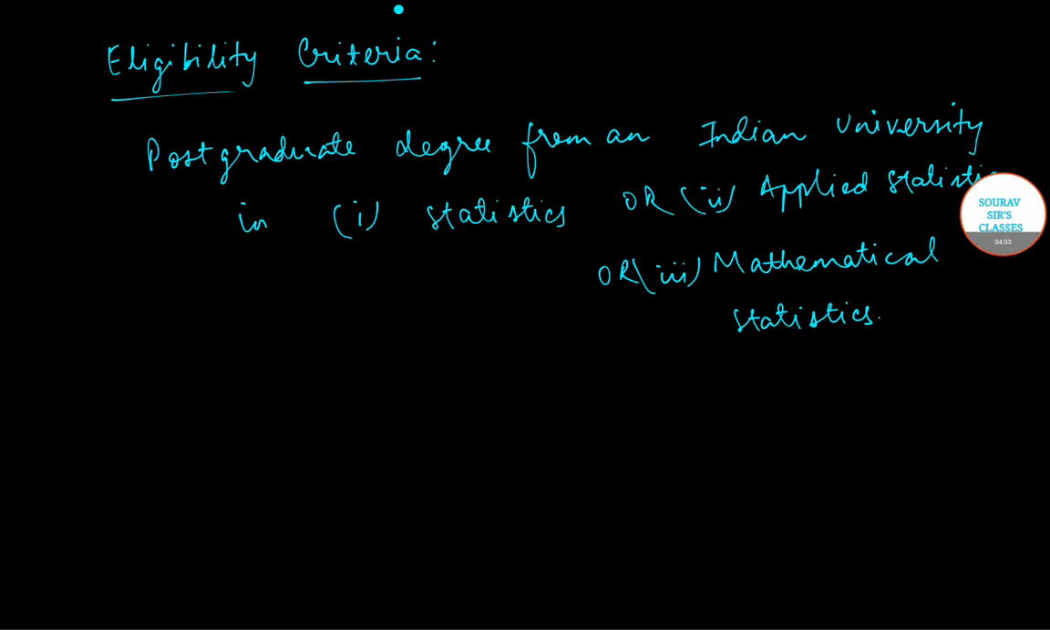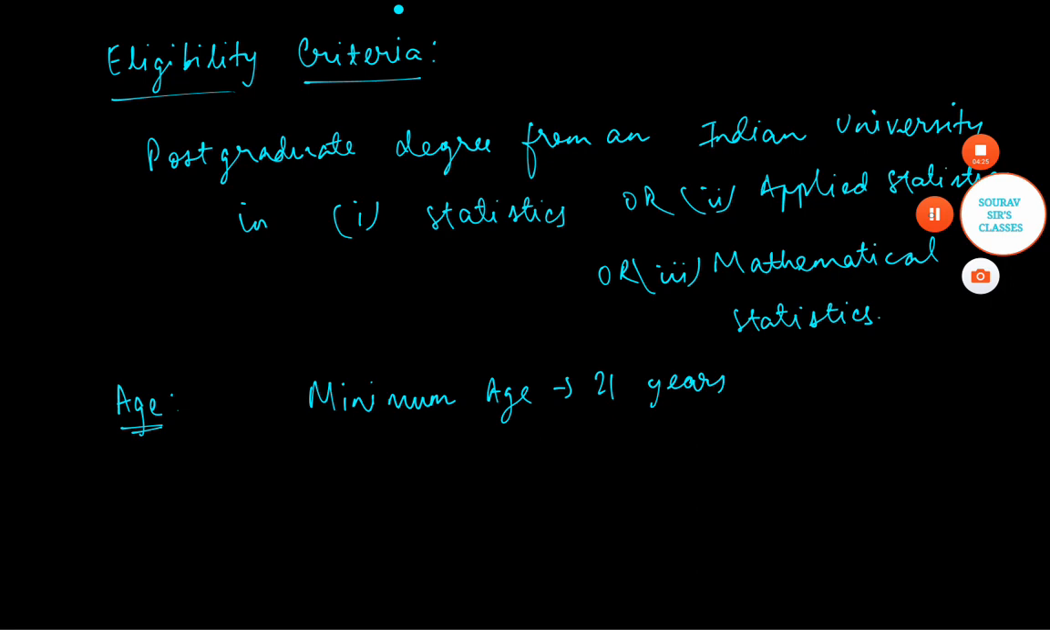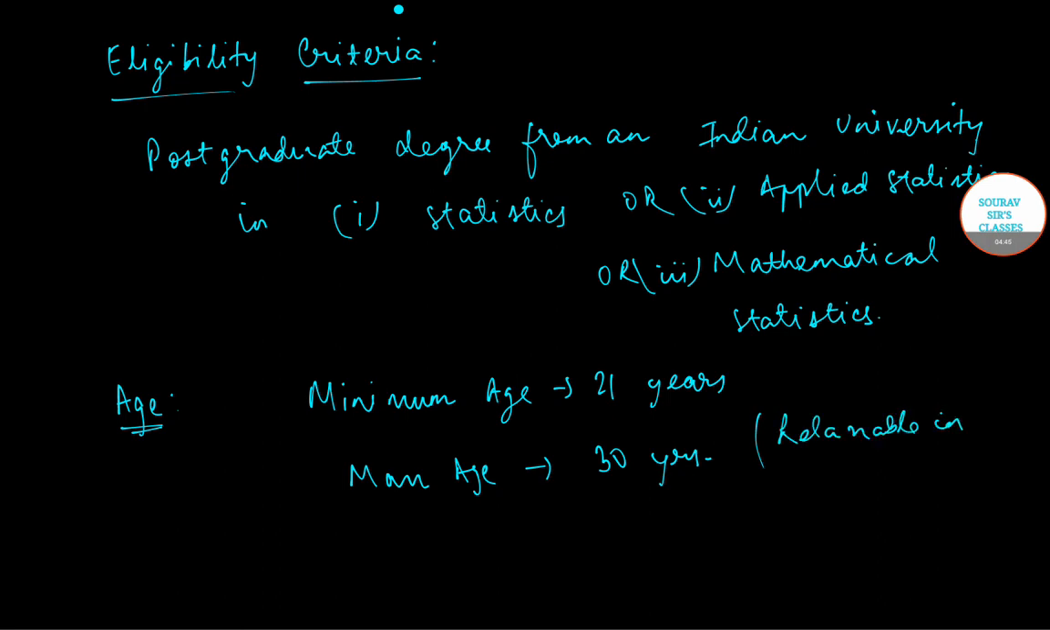Now the eligibility criteria for age is you must have attained the age of 21 years. So minimum age of 21 years, and must not have attained the age of 30 years on 1st August of the year of exam, and maximum age is 30 years. The upper limit is relaxable in few cases.